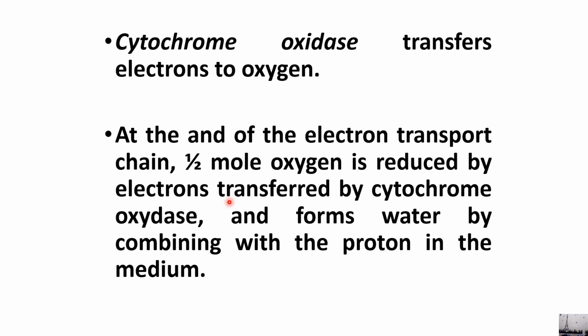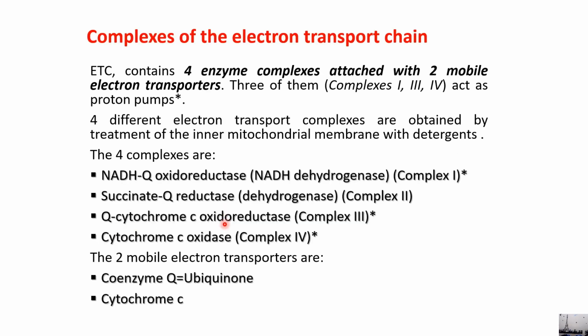Cytochrome oxidase transfers electrons to oxygen. At the end of the electron transport chain, half a mole of oxygen is reduced by electrons transferred by cytochrome oxidase and forms water by combining with the protons in the medium.